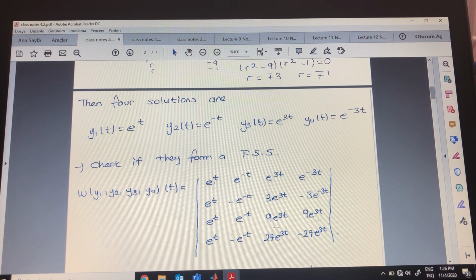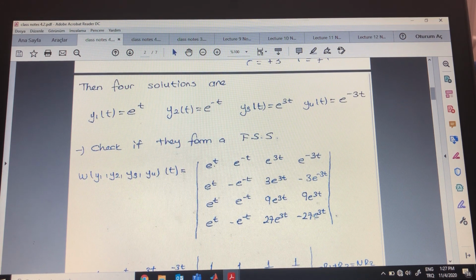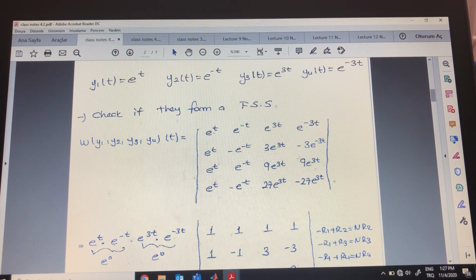You need to get a 4 by 4 matrix. So for an nth order one, you need to take the derivative until n minus 1. Okay? So once you do this, all the derivatives of e to the t are e to the t. The first derivative of e to the negative t is negative e to the negative t, and the sign alternates plus and minus. And here, each time a 3 comes as a coefficient. And here, again, the sign is going to change and the 3's will be coming. And here you go. This is your determinant.